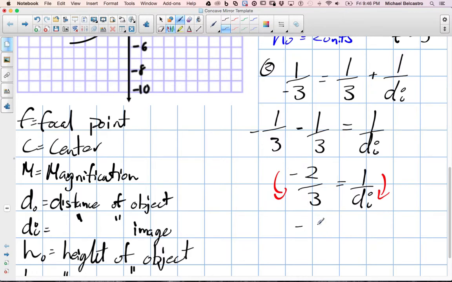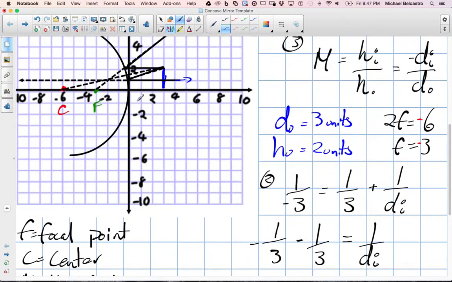So we still have negative on this side, 3 over 2. And here we have distance of the image over 1, which is just the distance of the image. So the distance of the image is -3 over 2, which is -1.5. And that looks like where they're kind of converging. That's roughly -1.5. So that worked out pretty good. We have our distance of our image.